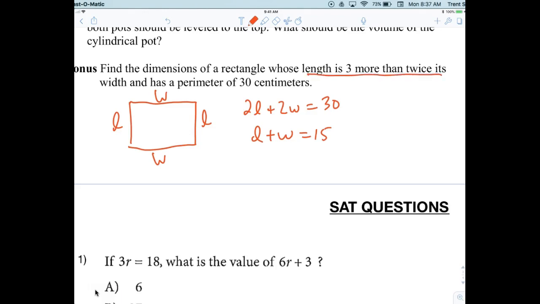Now, the next part it says is the length is 3 more than twice the width. Do you agree with that? And now wherever I see an L, I can put what? 2W plus 3. Oh, I put length as like the horizontal. It doesn't matter which one, honestly. It makes no difference. What matters is this relationship. You with me? Do I need to go any further? You got it. All right.